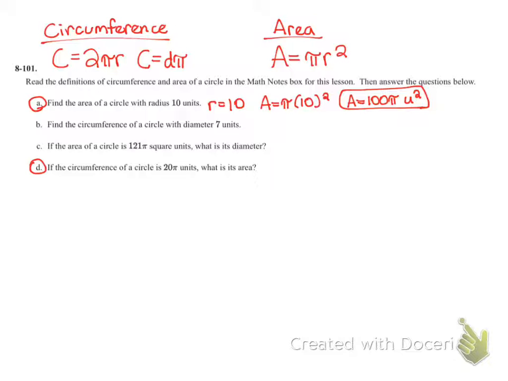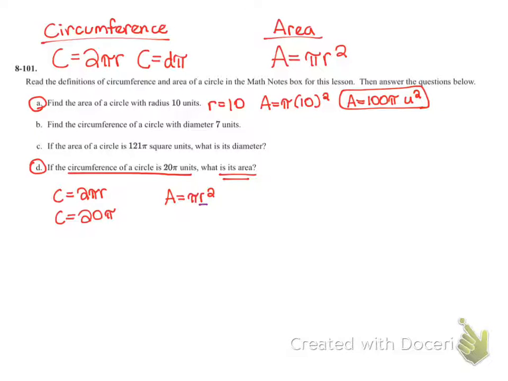So part D says if the circumference of a circle is 20 pi units, then what's its area? I should have made you do this one on your own. I like it. It's got a lot of parts. So we know that circumference is 2 pi r. We also know the circumference of this specific circle is 20 pi. We want to find the area of the circle, pi r squared. So to find the area, I'm going to need the radius. So I need to find the radius.